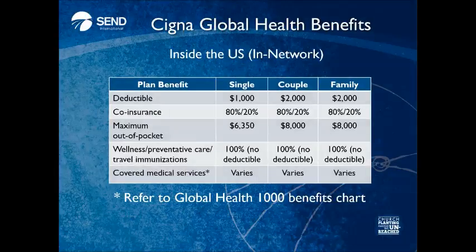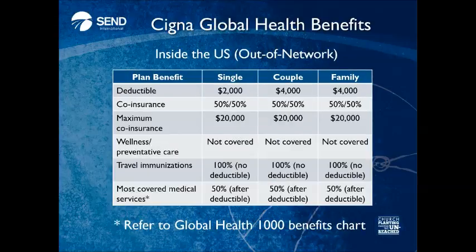This slide shows Cigna's in-network coverage in the United States. The deductible and out-of-pocket amounts are the same, but the coinsurance is only 80% for most medical services. One thing to note about the deductible is that it is one set amount for the whole year. Once you meet your deductible in the U.S., on the field, or a combination of both, it has been met for the year. You don't have one deductible for the field and one for the U.S.